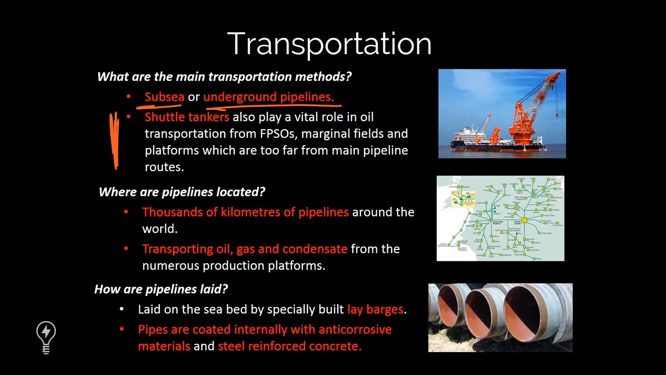Now, where are these pipelines located? Well, there's thousands of kilometers of pipelines around the world, from the North Sea to huge networks of pipelines in Alaska, and their purpose is to transport oil, gas, and condensate from the numerous production platforms. Now, how are these pipelines laid? Well, they're laid on the seabed by specifically built lay barges. And these pipes are coated internally with anti-corrosive materials and are protected with steel reinforced concrete.